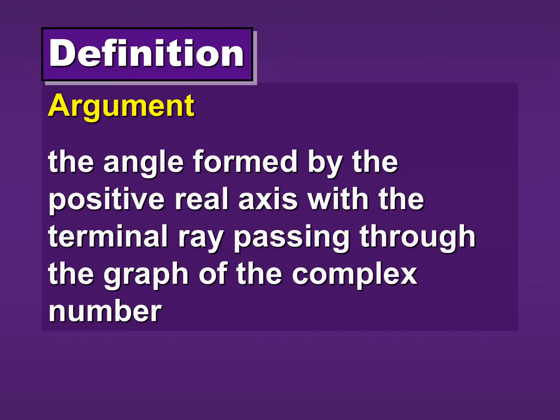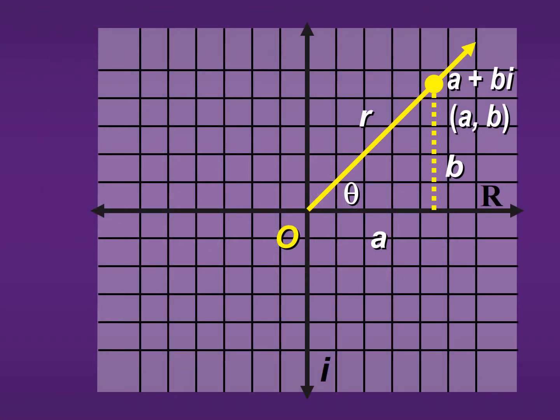Our next definition is called the argument. The argument is the angle. The modulus was the distance, and the argument is going to be the angle. It's the angle formed by the positive real axis: you start at the positive real axis, and then you go all the way to the terminal ray that passes through that complex number. That would be this angle right here. So this is your argument.